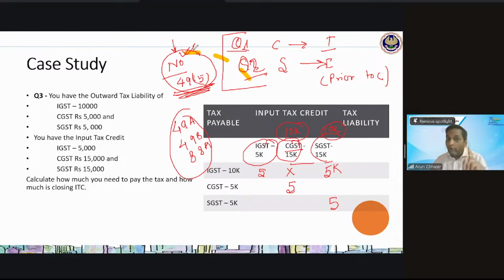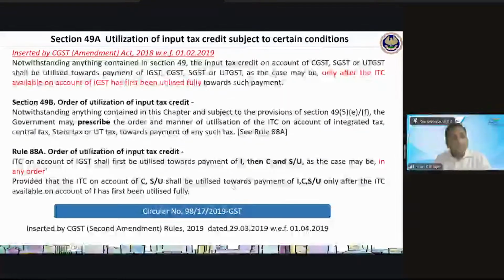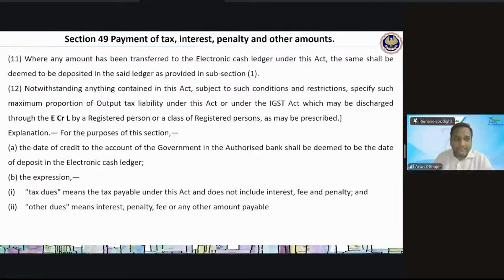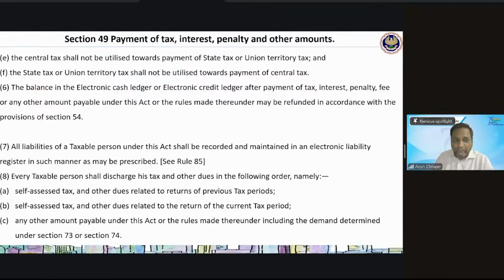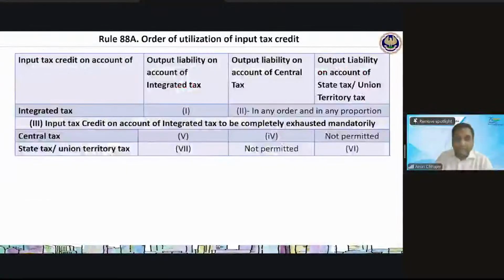So now let me go to 49.5, and I'll tell you how you will attempt this in the exams. We'll read the other provisions, section 49, 7, 8, 9, 10 and so on, in some time.